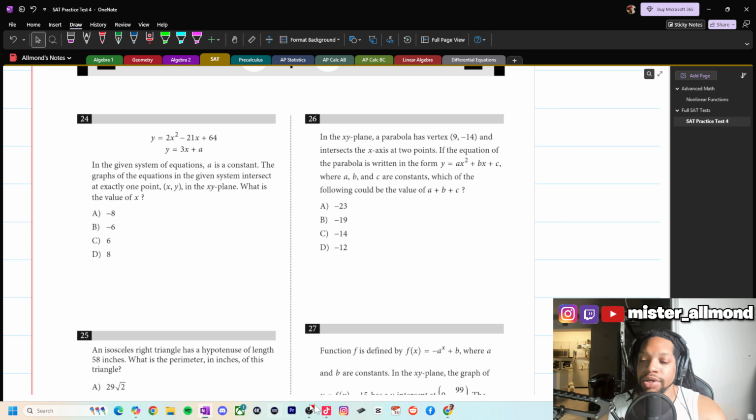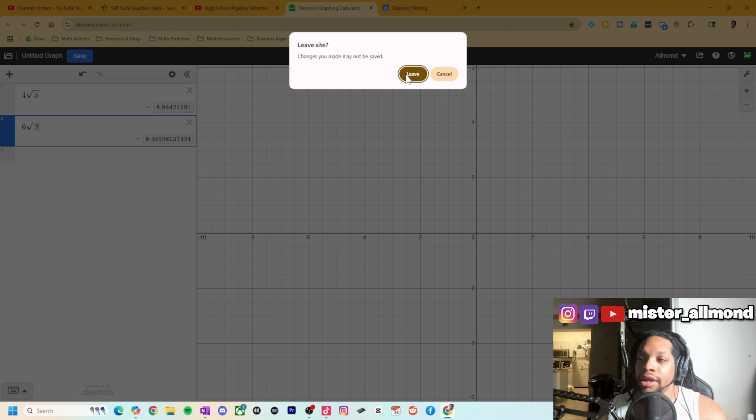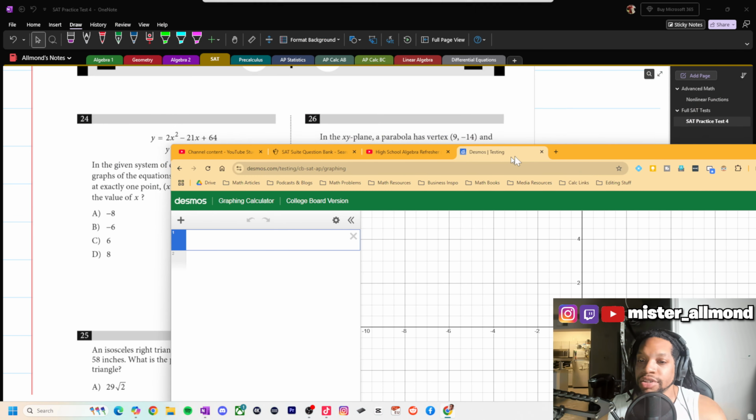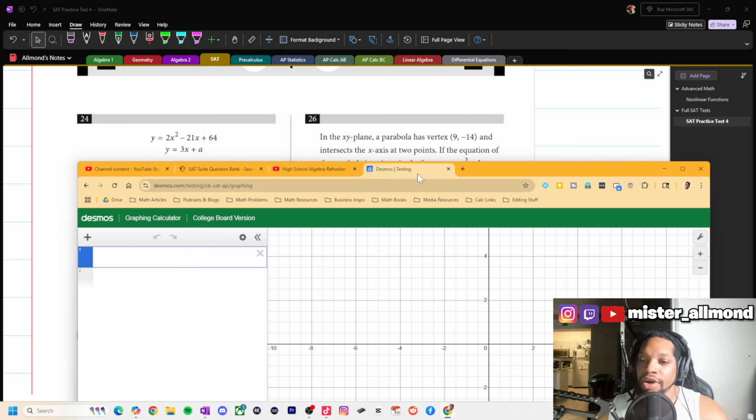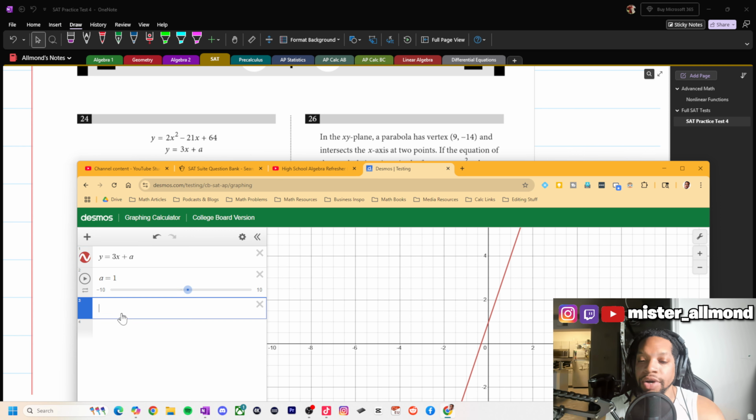But okay, for this one, I think the most strategic way is to just graph both. Wait, can I do sliders on the testing version? Let me see. Ooh, I can. Okay, bet. So if I can do that, then I can graph the other one: 2x squared minus 21x plus 64.